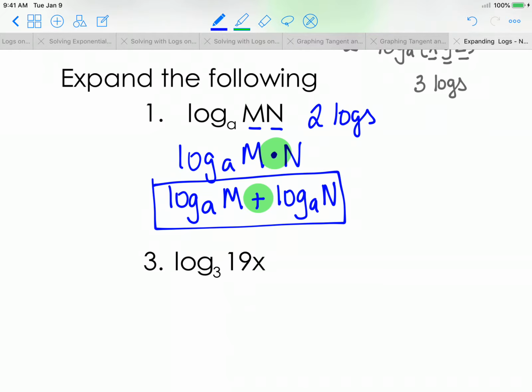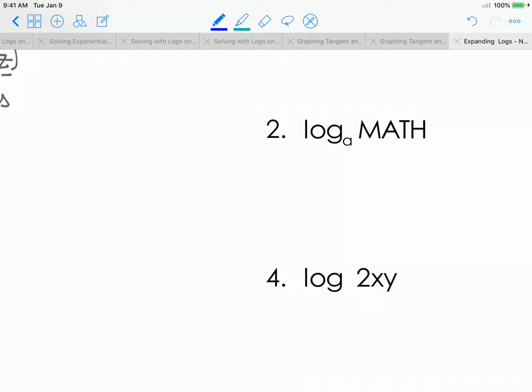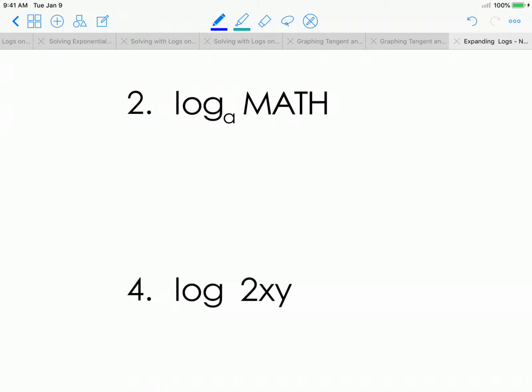All right, let's move on to number 2. Okay, so what do you think here? How many variables or letters do you have? Well, we're going to have 4, so we're going to need 4 logs. So remember, this is basically saying m times a times t times h.